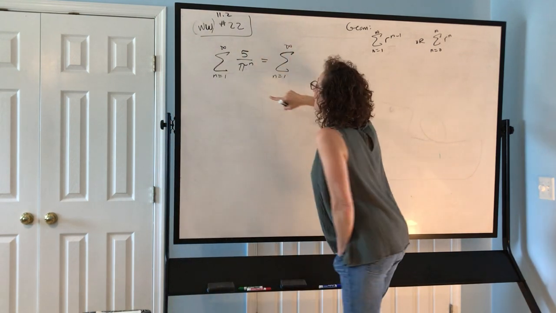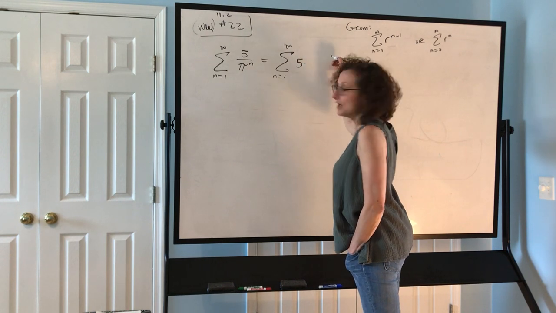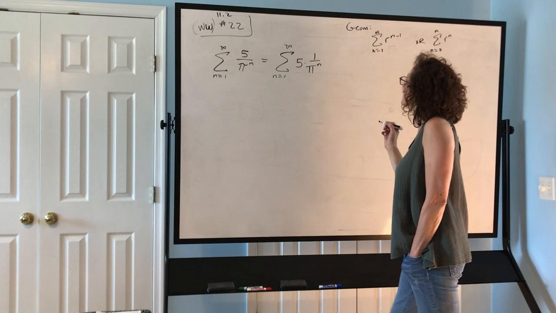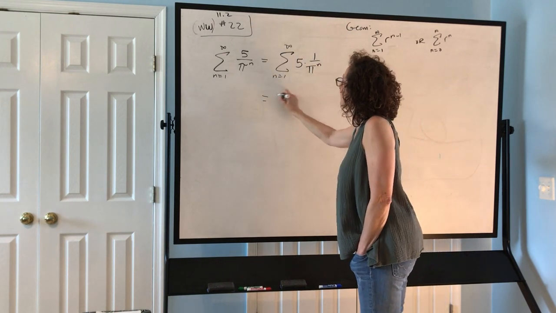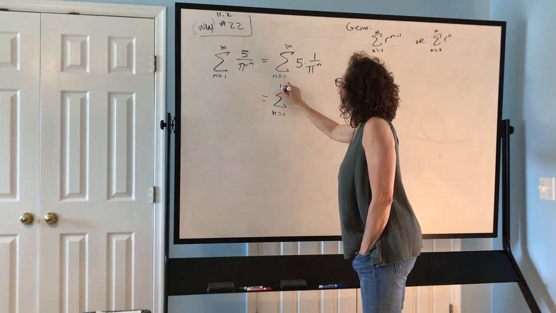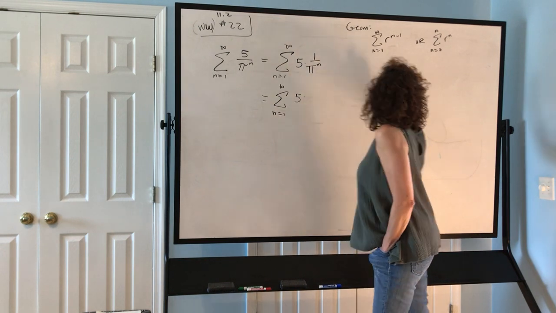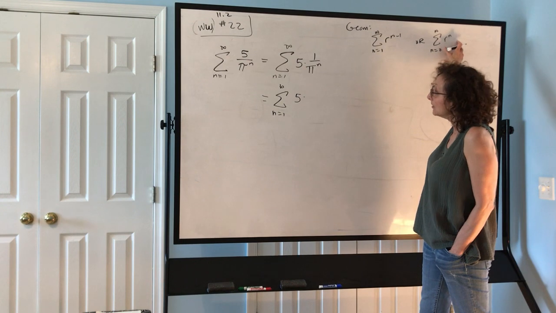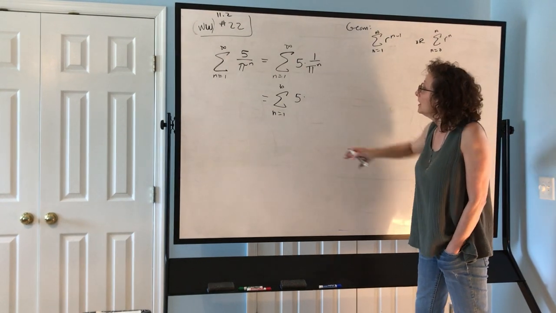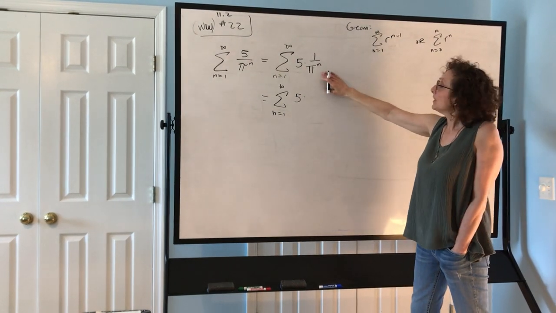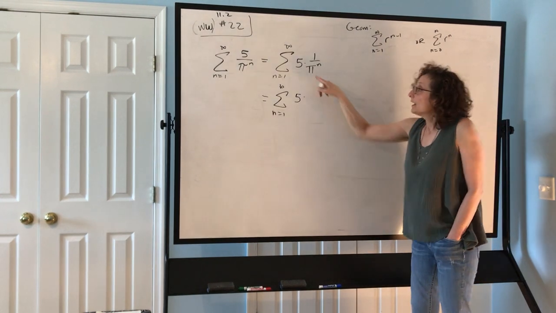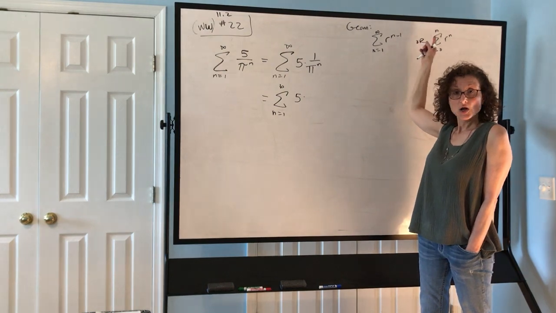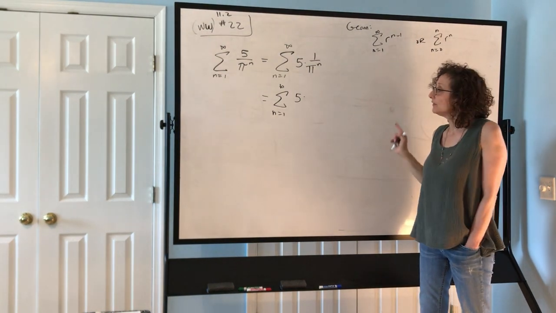I just want to start rewriting that generating term with algebra. So 5 over pi to the n is the same as 5 times 1 over pi to the n, algebra of fractions. And that is the same as 5 times, now I need a specific r raised to the n, or the n minus 1. I've got 1 over pi to the n. So how do I want to rewrite that? I can write that as pi to the negative n, but that's not what we want.